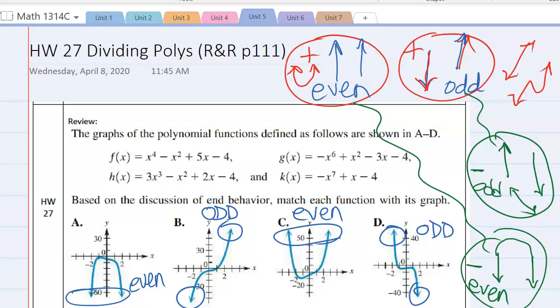Based on the end behaviors of graph A, we can see that we need a polynomial that has an even degree and a leading coefficient that is negative. Looking at our choices, we see that g of x has a negative leading coefficient and an even degree of 6. So graph A goes with the polynomial g of x.